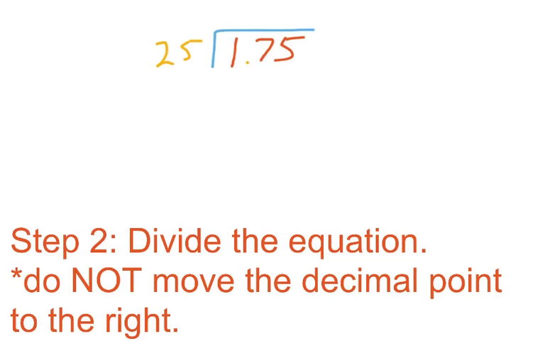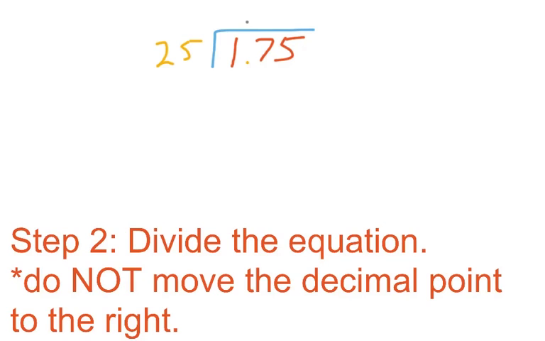Now the next step, step 2, divide the equation. It's pretty straightforward. We're going to place our decimal right where it's supposed to be, and then I'm going to start dividing 25 into this number. And remember, it says down there, do not move the decimal point to the right. There's no reason in this equation to move the decimal point because we only have a decimal in the dividend, not in the divisor. So we can just start dividing from here.